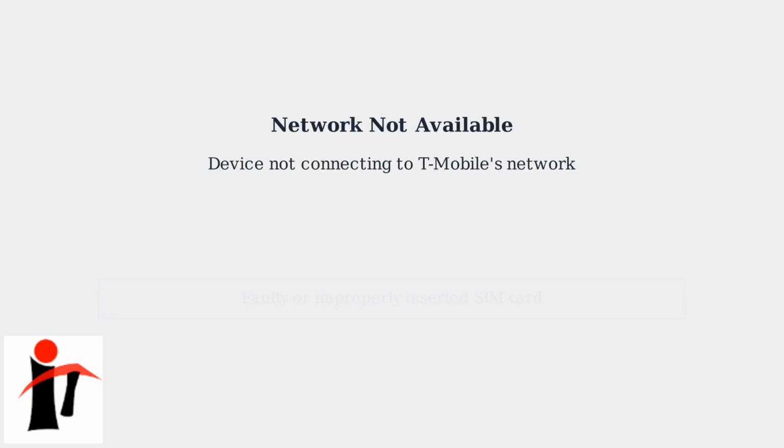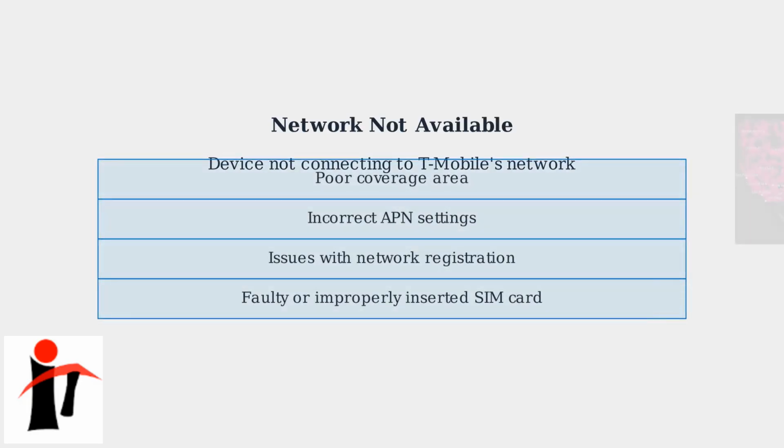Seeing "network not available" on your Walmart Family Mobile phone means your device isn't connecting to T-Mobile's network. This can happen for several reasons: a faulty or improperly inserted SIM card, issues with network registration, incorrect APN settings, or simply being in an area with poor coverage.